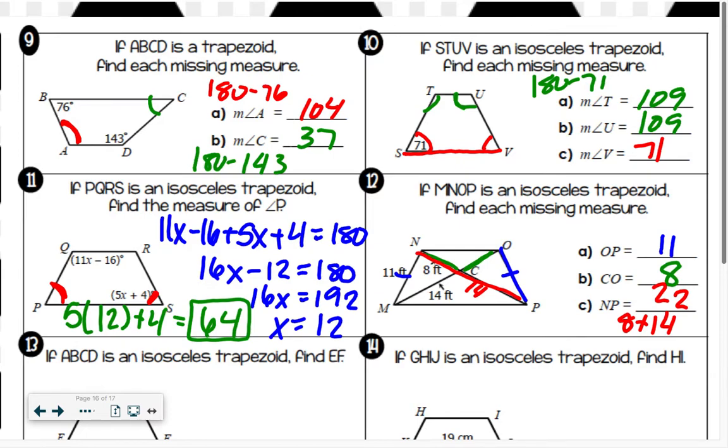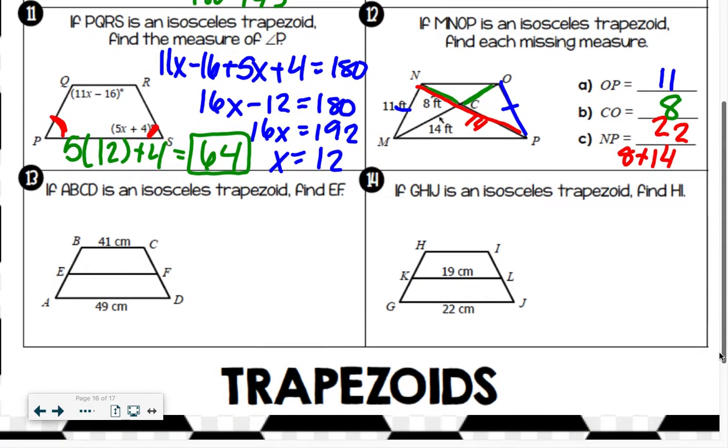Okay. Questions on sides, angles, diagonals of trapezoids? Okay. Next we're going to talk about the midsegment. These two aren't too bad. The midsegment is just the halfway length between my two bases. So all I need to do, actually, let's do 14 first. How do I get from 19 to 22?